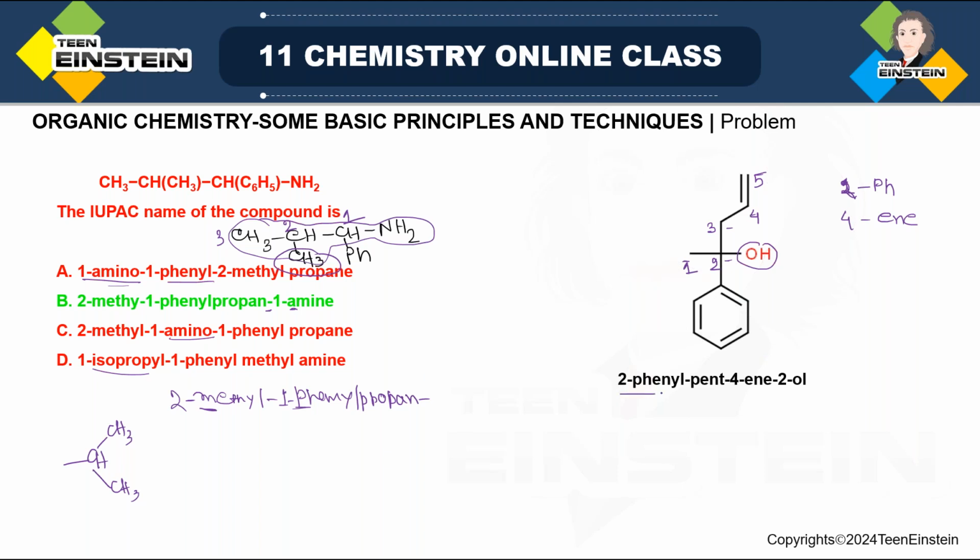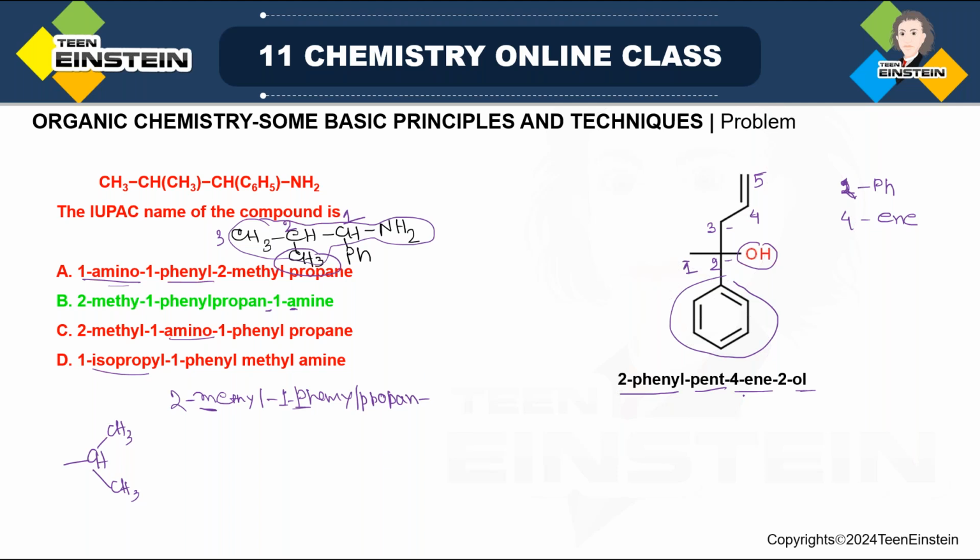So 2-phenyl, this is treated as a substituent. Then pent, because in the longest parent chain we have a total of 5 carbons. Then at 4 position we have a double bond, so it is 4-en. And at 2 position we have this OH group, so that is why it is ending with 2-ol. Okay, so this is the correct IUPAC name.